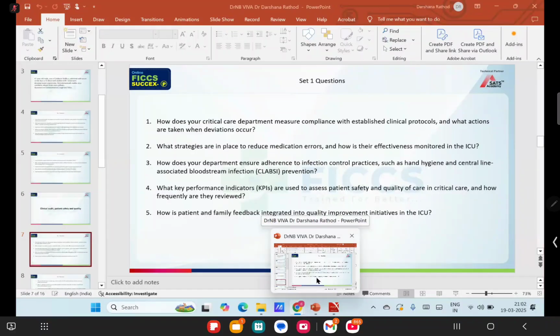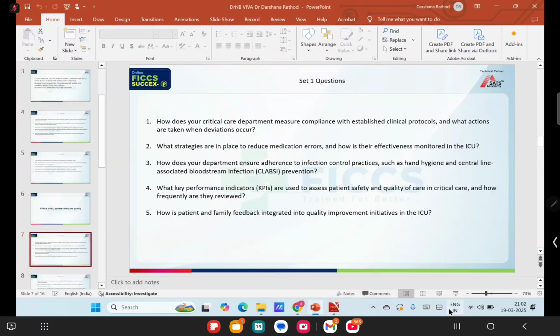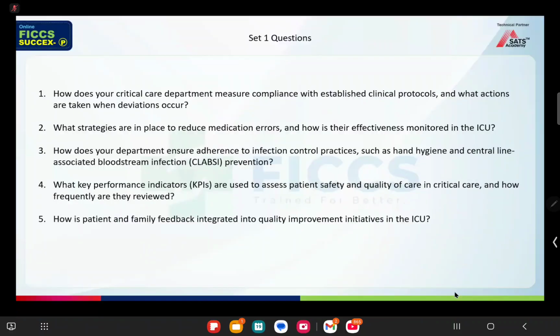Then comes, how does your department ensure adherence to infection control practices such as hand hygiene and CLABSI prevention? Here you need to say that hand hygiene is to be implemented first and foremost at the time of induction itself. There is a proper induction which includes what hand hygiene practices we need to follow, as well as, for the clinicians, what CLABSI prevention bundles we have. Hand hygiene, very important, is on training.